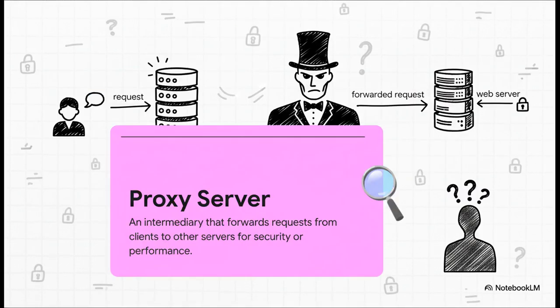Right, so what exactly is this doorman? It's a proxy server. It's an intermediary that sits between your users and your web server, forwarding all the requests. Now, this is usually a good thing. It's great for security, it can speed things up, but it creates a massive blind spot. Your server only ever sees the proxy's IP, which makes it incredibly difficult to spot abusive behavior or even just understand where your users are coming from.